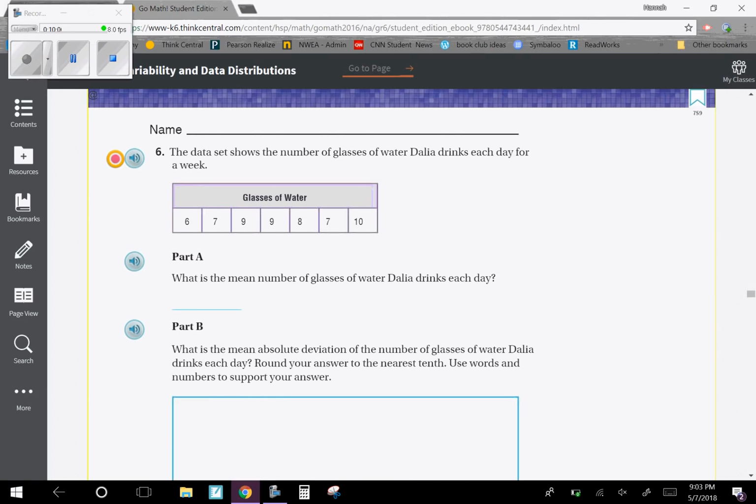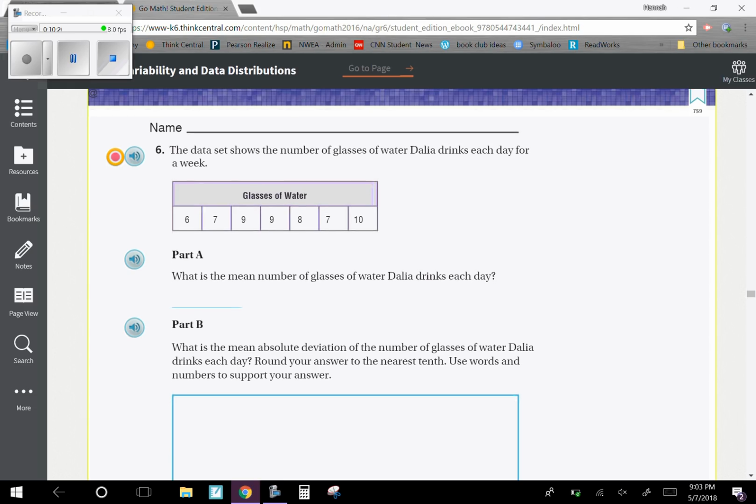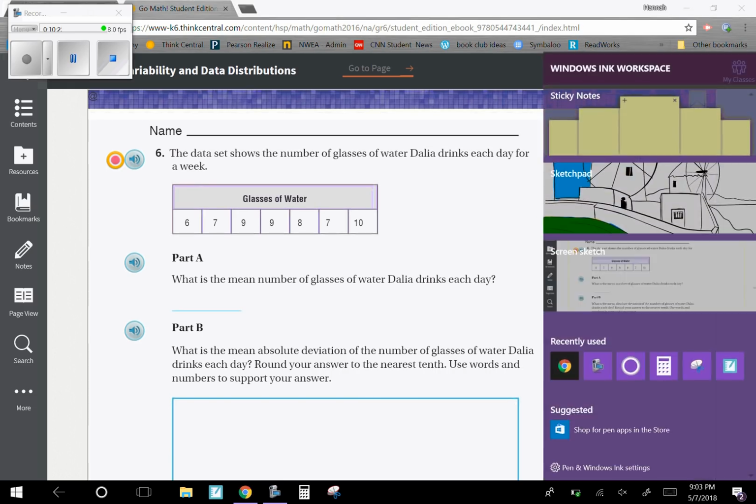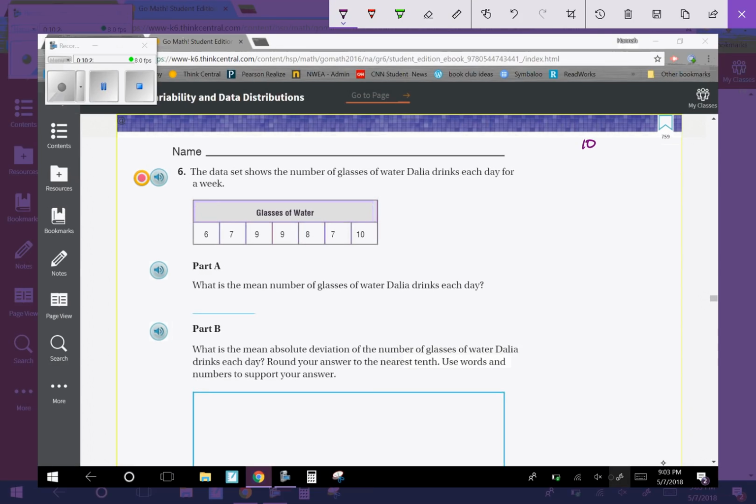The data set shows the number of glasses of water Dahlia drinks each day for a week. So what is the mean number of glasses of water Dahlia drinks each day? So we just need to add those up. We take 10 plus 9 plus 9 plus 8 plus 7, 7 and 6. Add those all up, we're going to get 56.